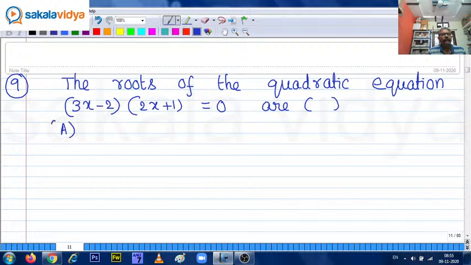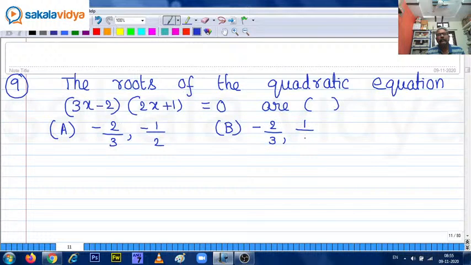Option A, minus 2 upon 3, minus 1 upon 2. Option B, minus 2 upon 3, comma 1 upon 2. Option C, 2 upon 3, comma 1 upon 2. Option D, 2 upon 3, comma minus 1 upon 2.